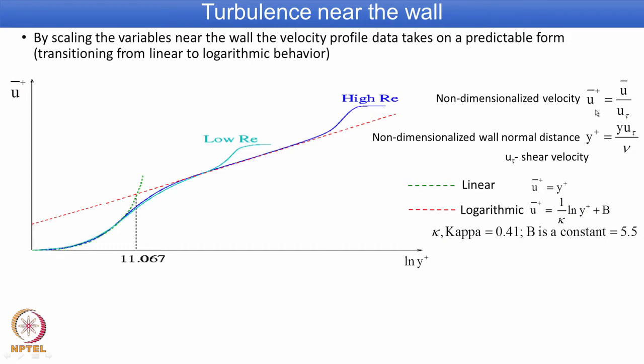Similarly, you can also non-dimensionalize the distance. So, if you non-dimensionalize the distance, it becomes y plus. So, it is a non-dimensionalized wall normal distance. So, actual distance is y, we use u tau as a velocity scale and nu is a molecular viscosity. So, if you put them together, you get non-dimensionalized wall normal distance, which is written as y plus.